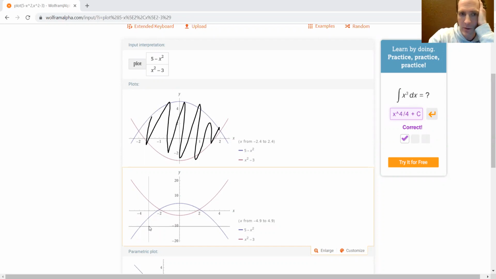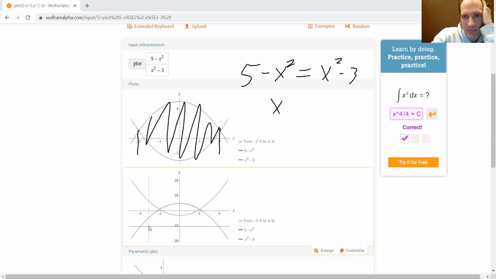The trickiest part here will be, what are the two limits that I need on my integration? And that's not even that tricky. All I need to do is solve where these two intersect. So where is 5 minus x squared equal to x squared minus 3? I'll go through the process of solving, because that's maybe a little trickier. So I'll add the x squared across. And I will add 3 across. And I get 2x squared is equal to 8.